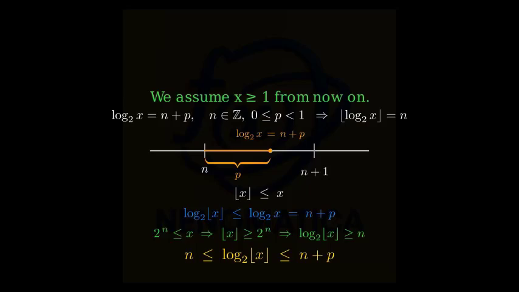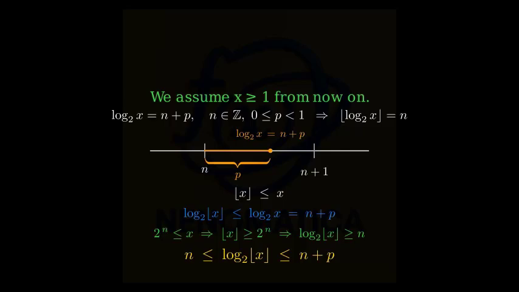Next, because n is the floor of log base 2 of x, we know 2 to the n is at most x, which implies floor of x is at least 2 to the n. Taking log base 2 gives log base 2 of floor of x at least n. Altogether, n is less than or equal to log base 2 of floor of x, which is less than or equal to n plus p.